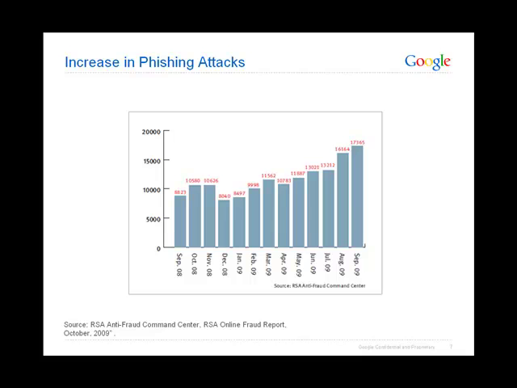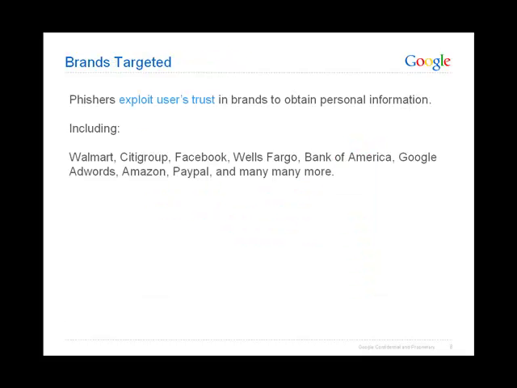According to the RSA Anti-Fraud Command Center, the number of phishing attacks has doubled since last year, from about 8 to 9K a month to over 17K a month in September 2009. Further, phishers are getting smarter and especially now are exploiting users' trust in top and familiar brands to obtain personal information. Brands include, and are not limited to, Walmart, banking groups like Citigroup, Wells Fargo, and Bank of America. Additionally, Google, Amazon, PayPal, and many other trusted brands have taken this hit.